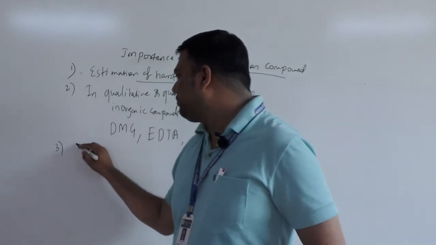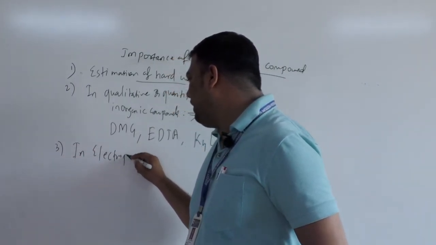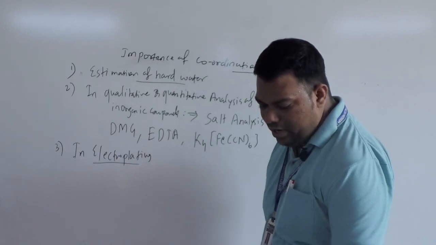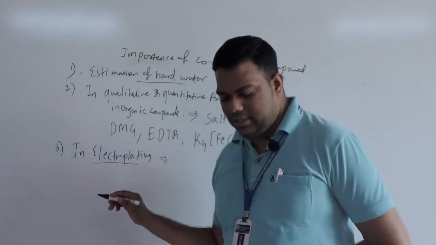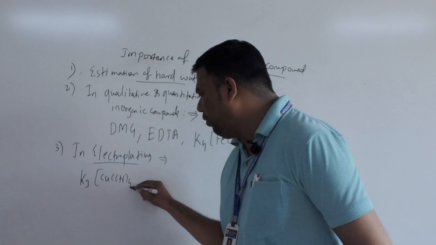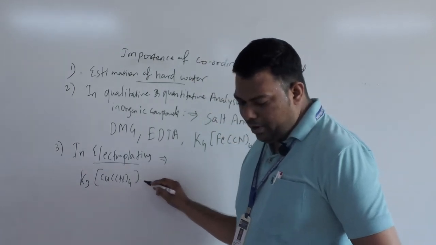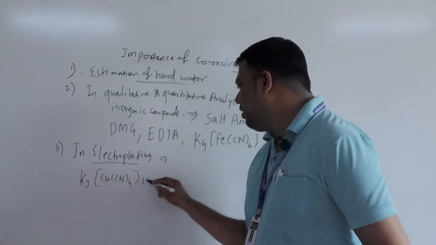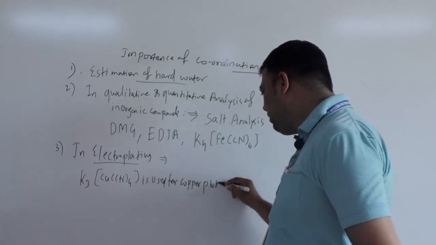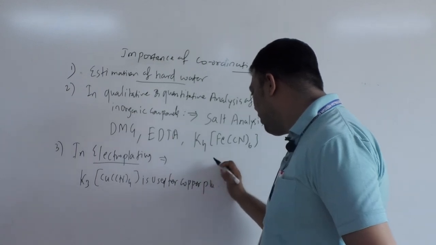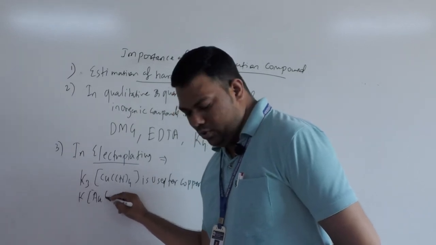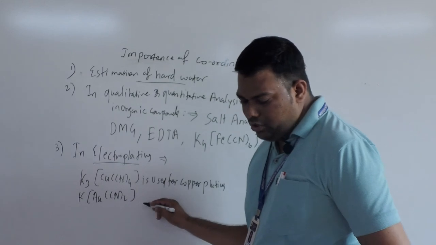Third, in electroplating. These coordination compounds are used in electroplating. K3[Cu(CN)4] is used for copper plating, and K[Au(CN)2] is used for gold plating.